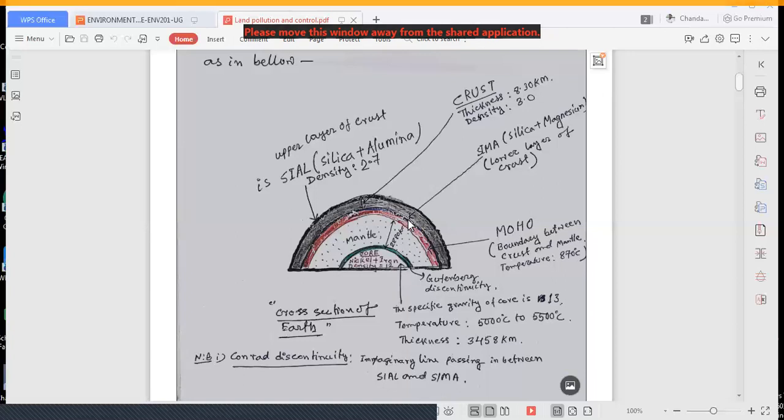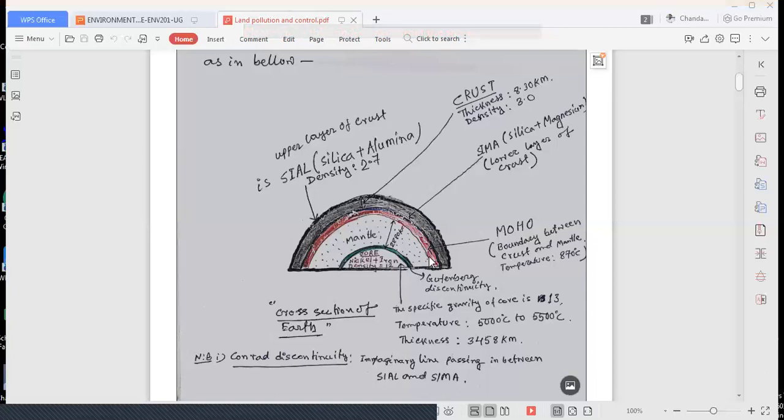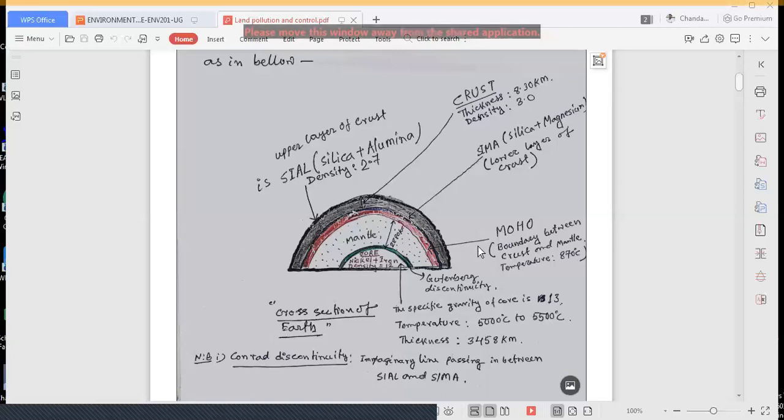Magnesium. This red portion is Moho, and what is Moho? Later I will explain. This white portion with plum pudding is the mantle. It is spread near about 2,880 kilometers, and this is the core. The main elements in the core are nickel and iron, and the density is 12.